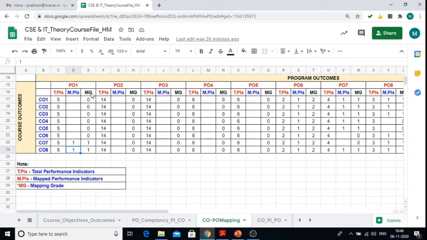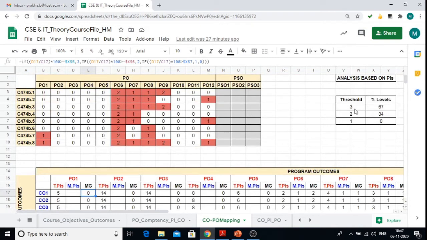This mapping grade is calculated using the ratio between the number of PIs that are mapped with respect to the total number of PIs. There is a formula for that. The ratio between the mapped PIs and the total PIs is compared against threshold values. We have given the threshold values 3, 2 and 1.